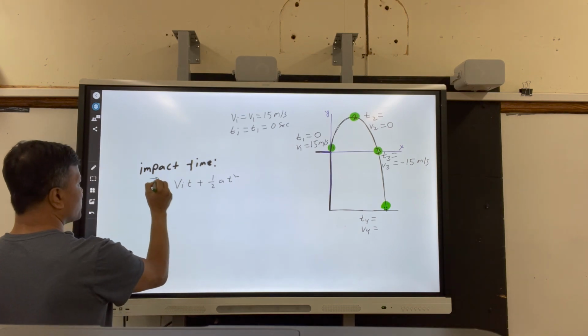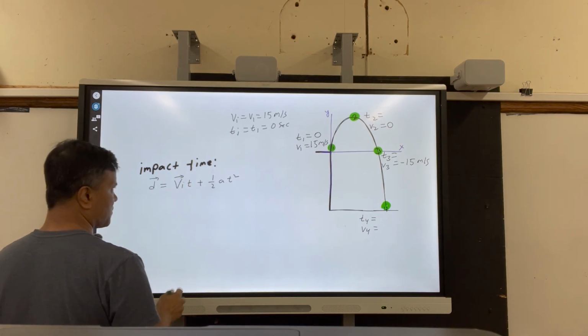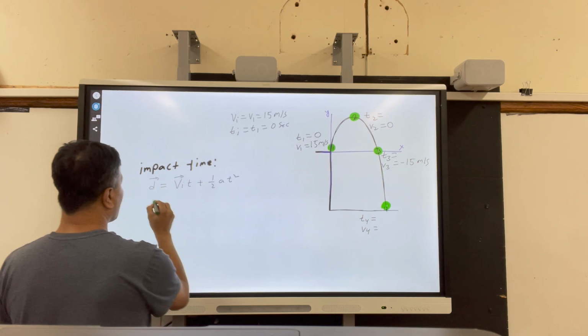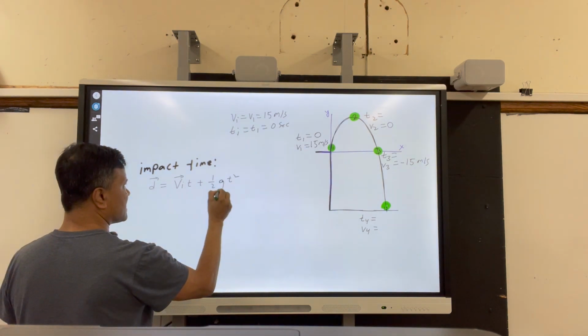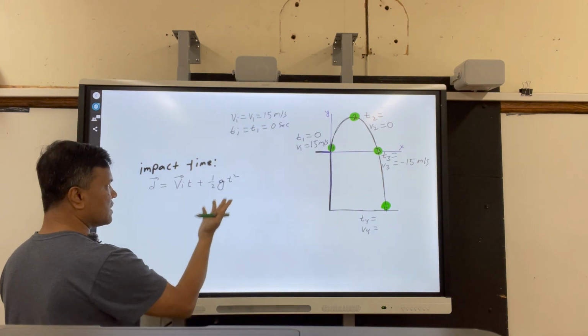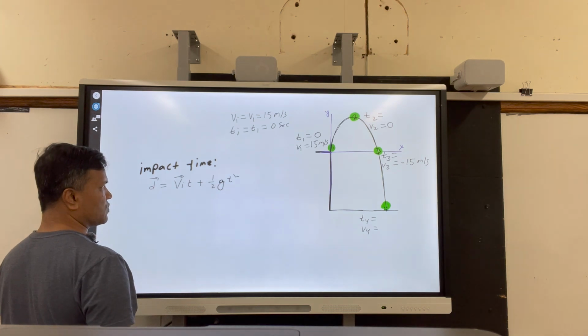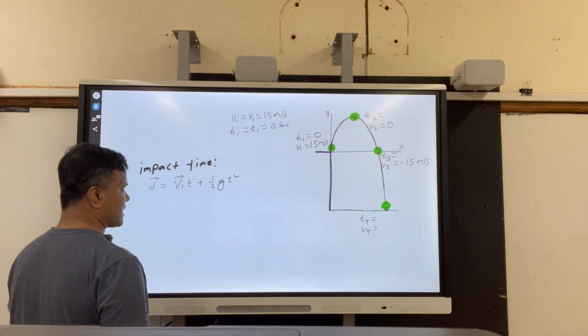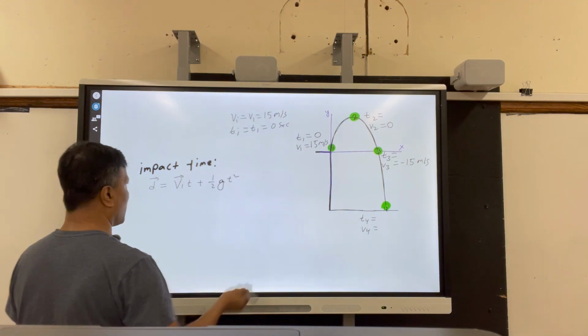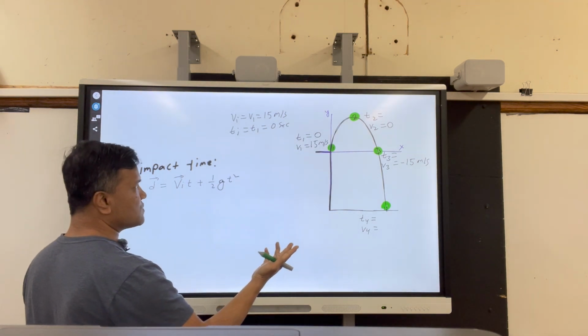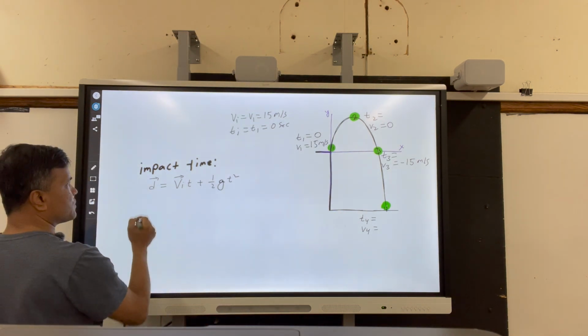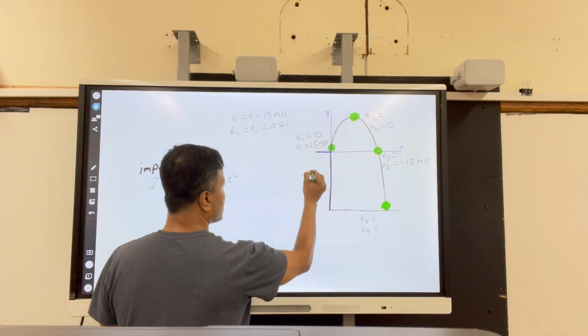Now, if you want to put the arrow, that's fine. If you don't want to put the arrow, that's also fine. If you want to say this would be g, that's even better, because this is the notation we're going to use for acceleration, because it's in free fall. And what type of free fall is this one? Throwing up.